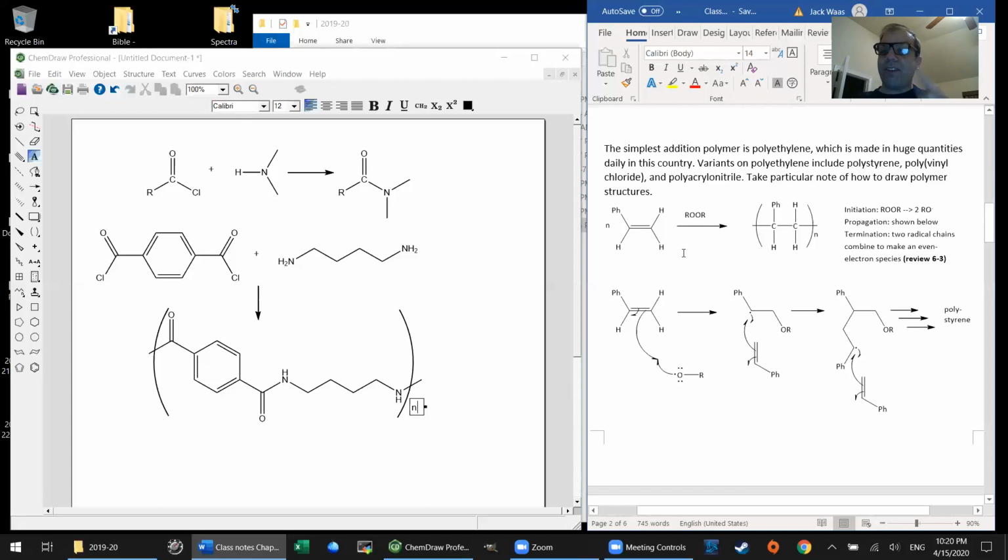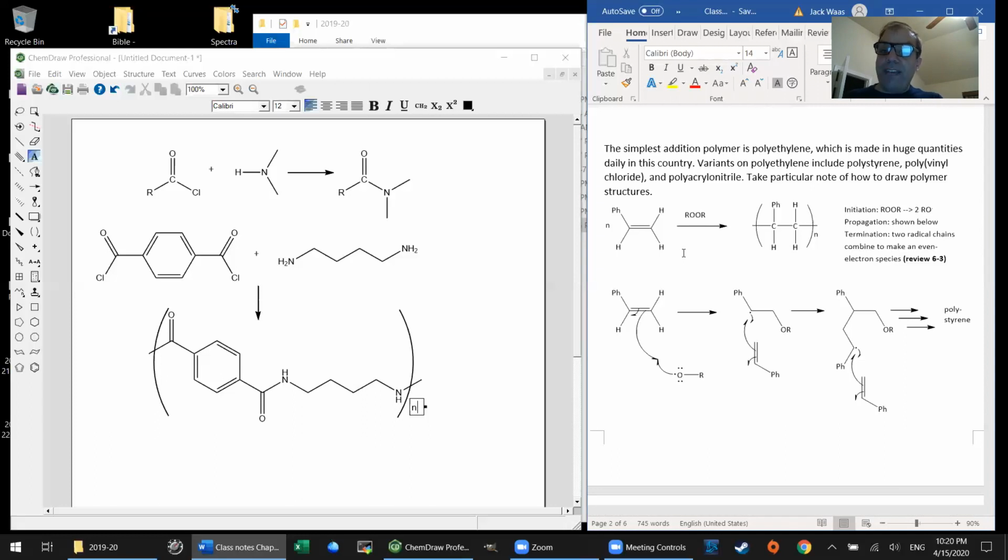The anionic polymerization is the exact opposite. In this case, you would take a very strong nucleophile, maybe even like an alkyl lithium or a Grignard reagent, a carbanion, some stupidly strong nucleophile.